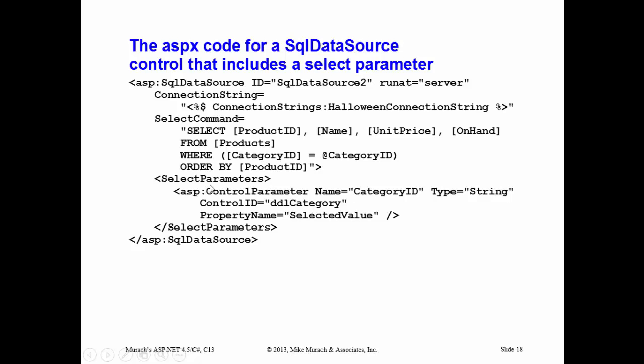And then down here you can see we define the parameter, saying, hey, we've got the control parameter, this is the name of it. Now this does need to match that, so these two do go together, but these two don't have to match. The data type, the control that it's coming from, and what value of that control. And typically for a drop-down list, it's going to be the selected value.